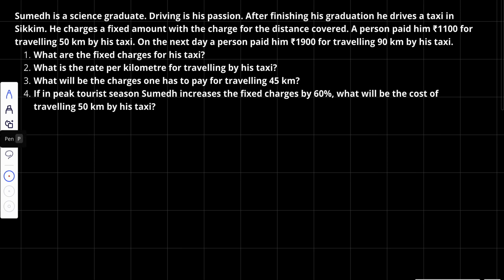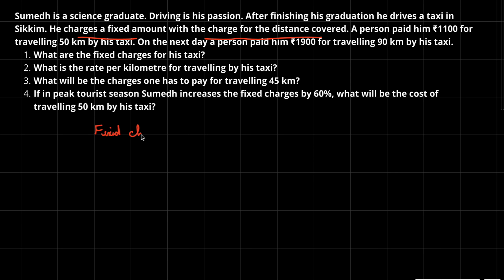Now, let us take, since for using his taxi there's a fixed charge to begin with, and then there's an amount for charging for the distance covered. So let the fixed charge be rupees X and charge per kilometer be rupees Y. Now we'll look at the first scenario.